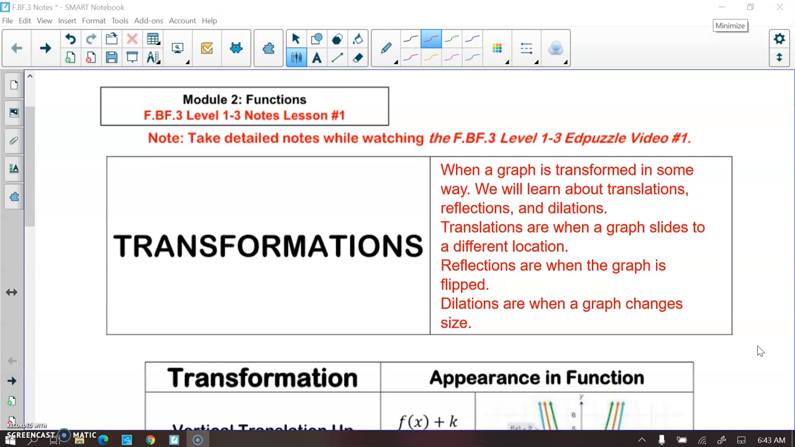In our next lesson, we will be learning about reflections and dilations. Reflections are when we take a graph and we flip it. We can flip it upside down, we can flip it left and right. And dilations are when the graph changes size.